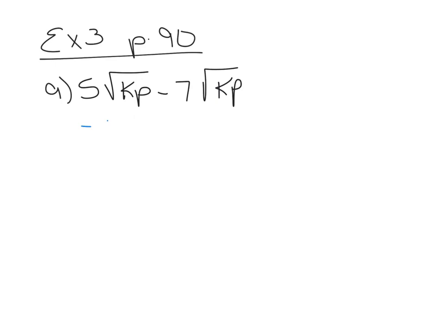But before I do that, I probably should write the third term on, because I missed the third term. So negative, or minus, 4 square root of KP. I almost missed that one. So now, 5 minus 7, negative 2, plus negative 4 makes negative 6. And the square root stays the same. So it's just like addition. It's just using signed numbers with the subtraction.